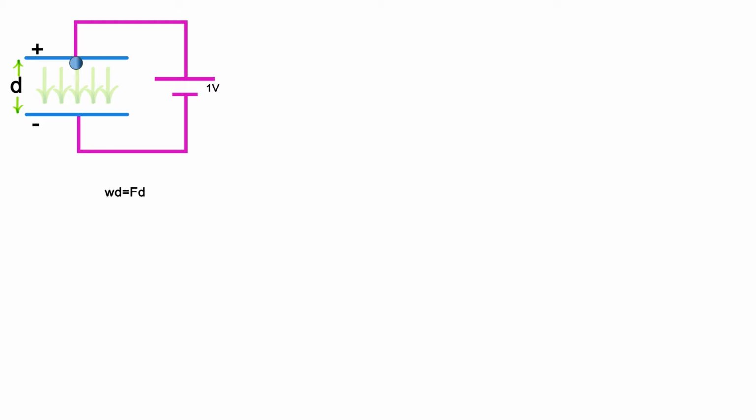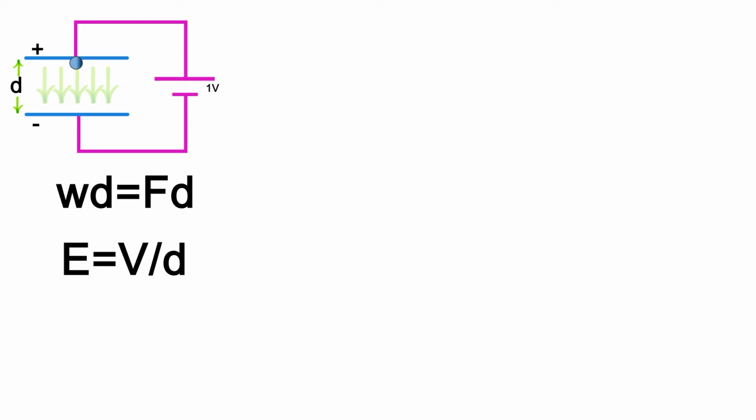We know that in all of physics, work done is force times distance. And we also know that the size of an electric field, if it's uniform, is given by voltage between the plates divided by the distance between the plates. Lastly, we can also recall from our work on electric fields that the force on a charge Q is equal to the electric field strength times Q.